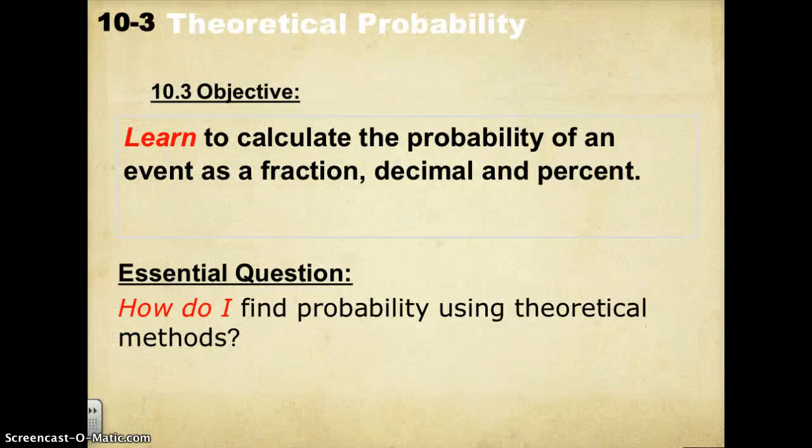Chapter 10, Section 3. Objective: learn to calculate the probability of an event as a fraction, decimal, and percent. Essential question: how do I find probability using theoretical methods?